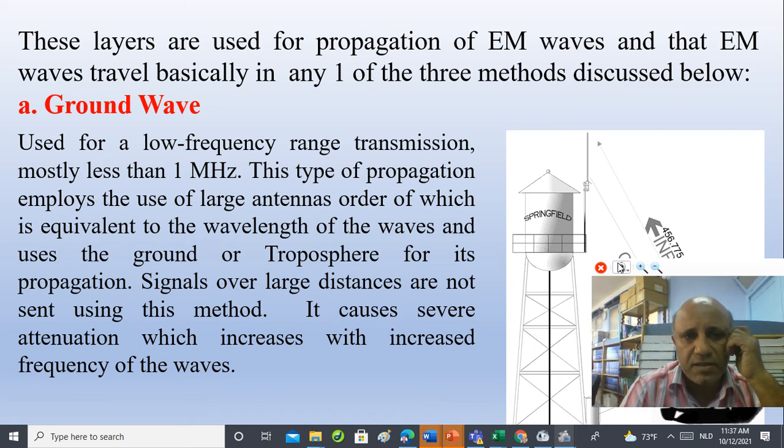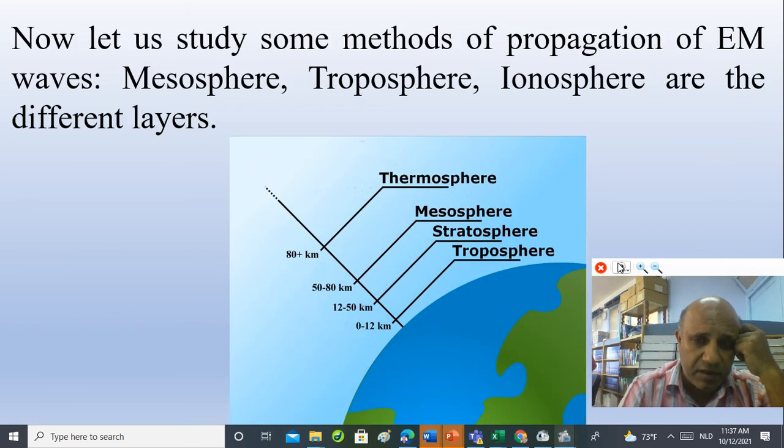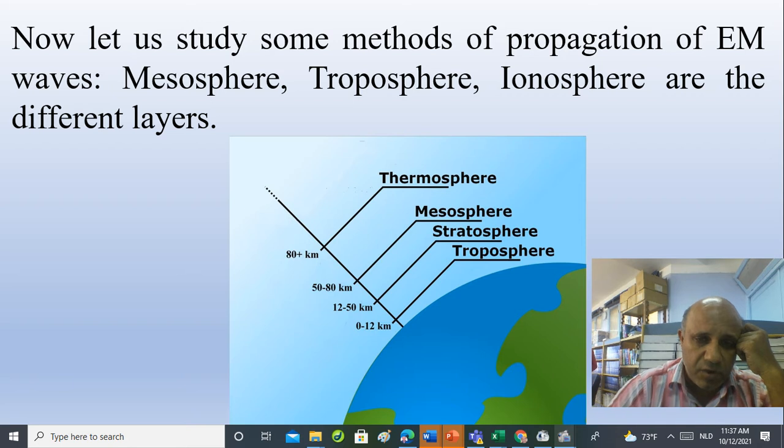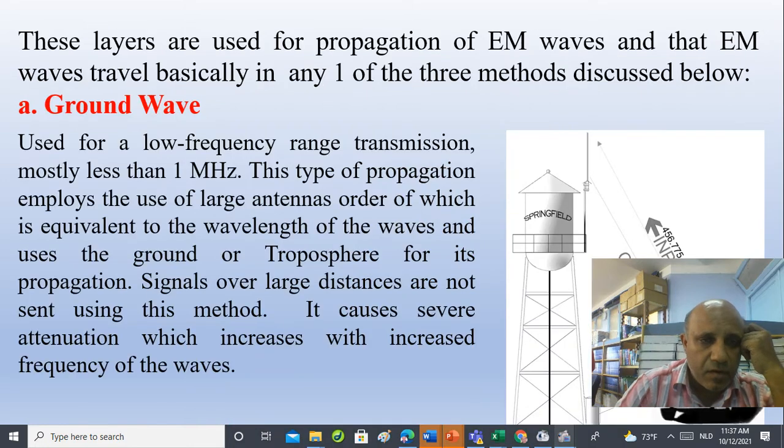This type of propagation implies the use of large antennas, of an order equivalent to the wavelength of the waves, and uses the ground or troposphere for its propagation. The troposphere is the first layer, which extends 12 kilometers from the Earth. Signals over large distances are not sent using this method. It causes severe attenuation, which increases with increased frequency of the waves.